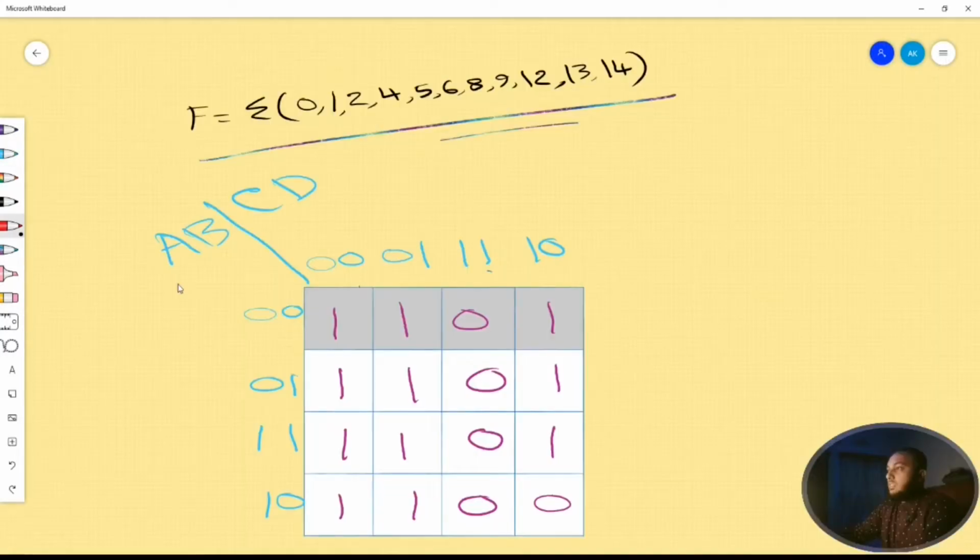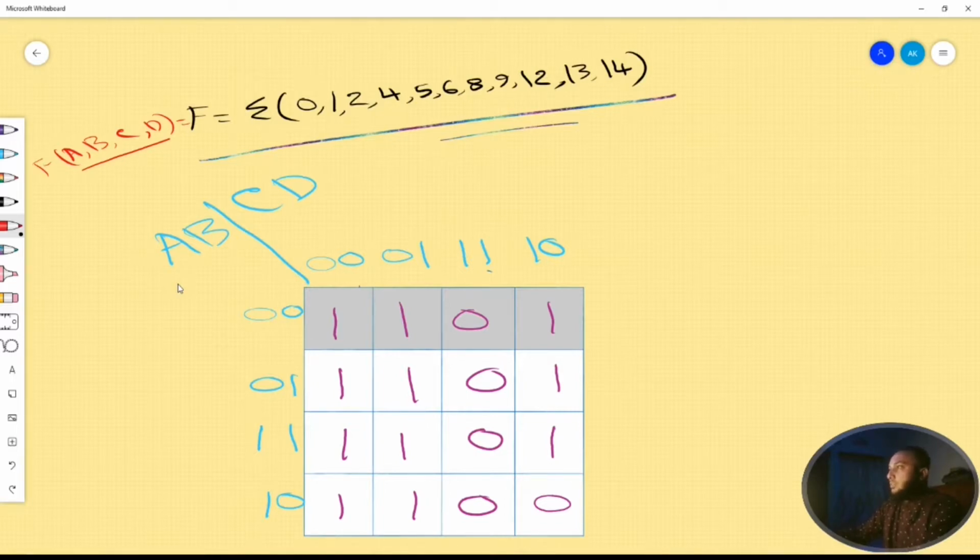Now let's see another example of 4 inputs. Here f is in SOP form. We can write f, or we can write f of a, b, c and d equals to this, because there are 4 inputs which are a, b, c and d. Now we can easily write the K-map table using this SOP form. We just need to put the ones in these positions in the K-map table.